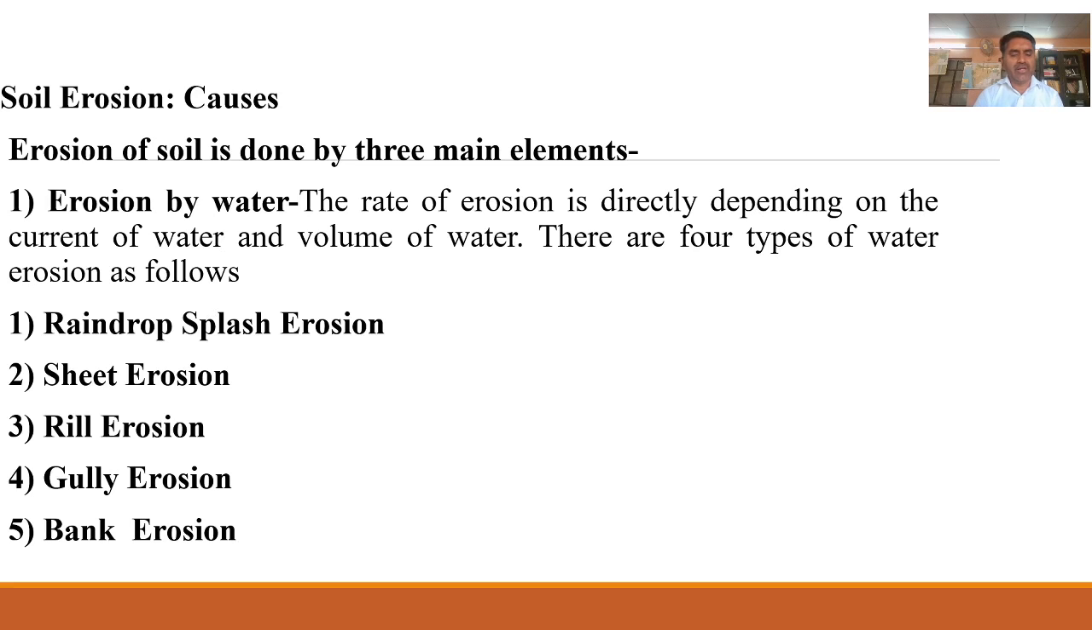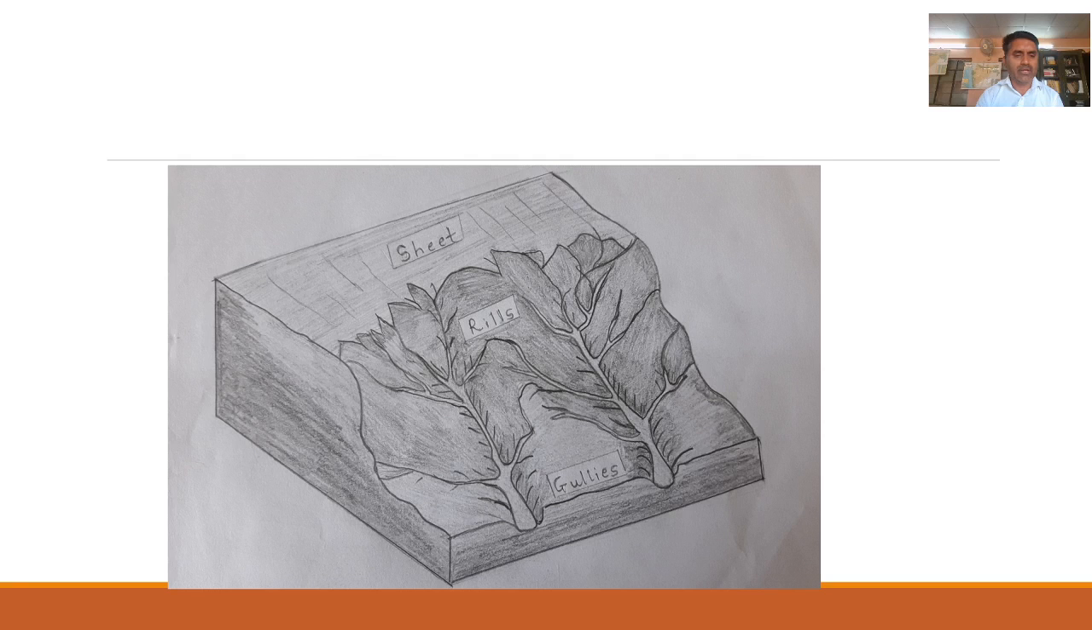Bank means the left side or right side of any channel or any gully, any river or any flow, which gets eroded and hammered by the water. That's why vertical erosion occurs particularly; it is also called limb erosion or side erosion by the water, and that is one cause of soil erosion. That is also called bank erosion.